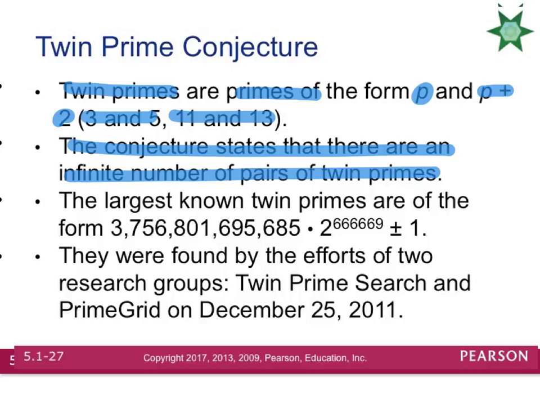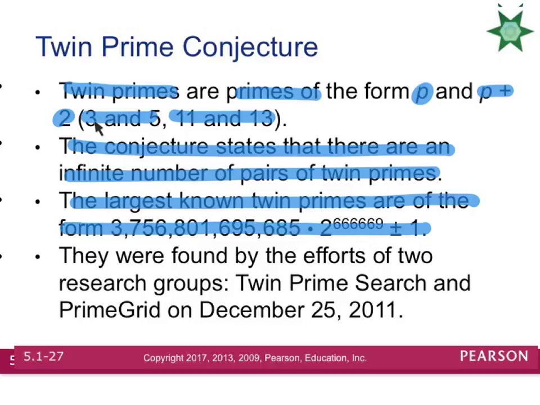The largest known twin primes are of the form, sorry, not 3 million, 3,756,801,695,685 times 2 to the 666,669th power, plus or minus 1.